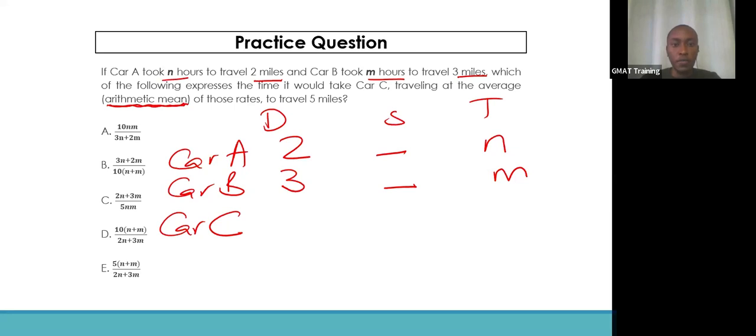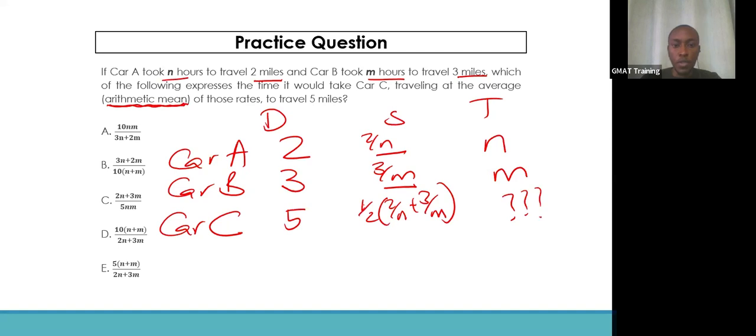So the rate of car A, that will be distance over time, that's 2/n. For car B, distance over time, that's 3 over m. So the average of this is a half of 2 over n plus 3 over m. Okay, to travel 5 miles. So talking about the time, this is what we're finding.